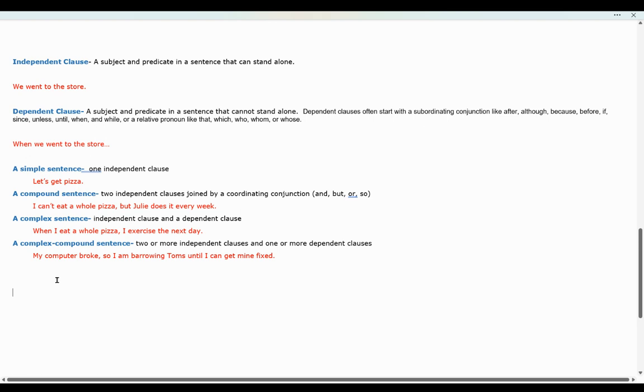Anytime you're trying to figure out sentences, break it up into each part. Commas and conjunctions are often hints that the sentence should be broken up there. And figure out what you have. You either have one independent clause, two independent clauses, one independent and one dependent, or two or more independent and one or more dependent. Hopefully that helps you break up and understand these different types of sentences.